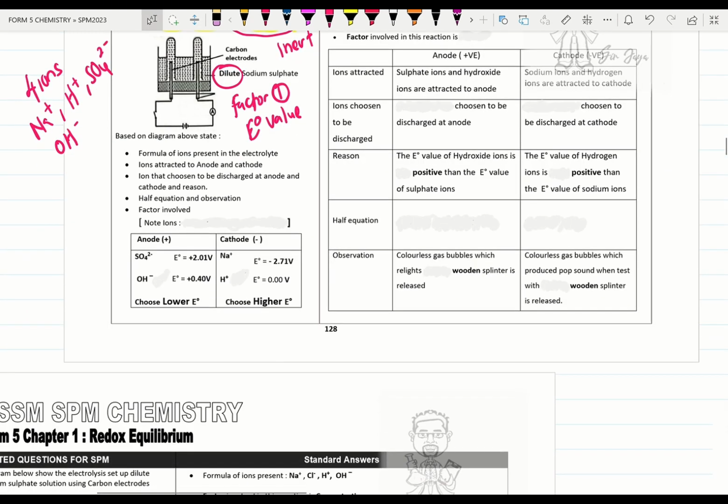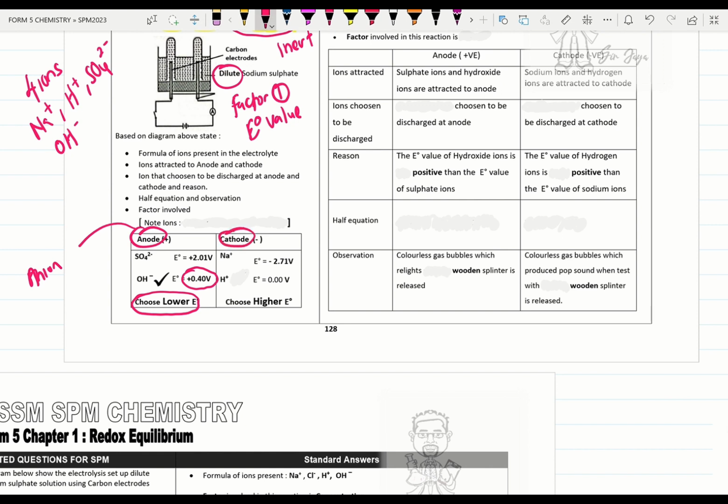Alright, so we try to move the ion to anode. Anode, always remember positive terminal, it will attract an anion. At anode, we choose the lower E0 value, so we check the E0 value of hydroxide ion, positive 0.40, which is less positive than the sulfate ion, therefore hydroxide ion will be chosen to be discharged at anode.